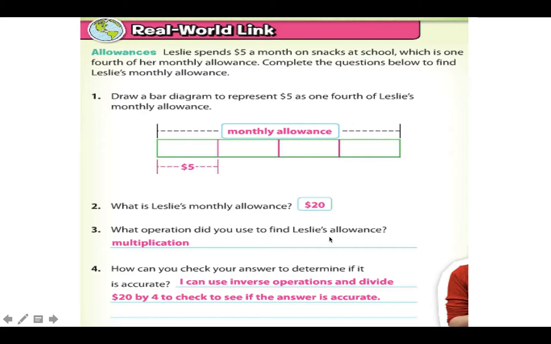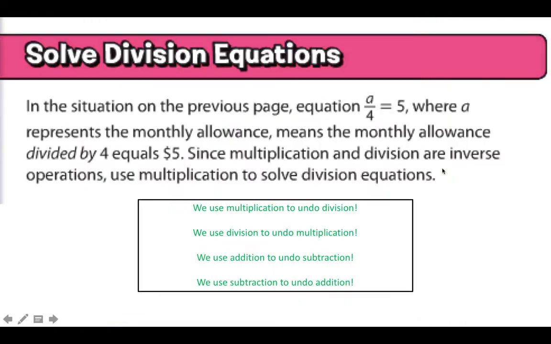What operation did you use to find Leslie's allowance? We multiplied. We multiplied $5 times 4 sections. So multiplication is what we used here. How can you check your answer to determine if it is accurate? Well, I can use the inverse operations and divide $20 by 4 to check to see if the answer is accurate. So notice here that when we're using multiplication, we can check it by using division. But today's lesson is about division equations. I wonder how we'll be able to check division equations.